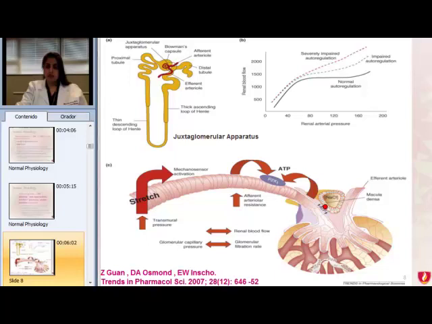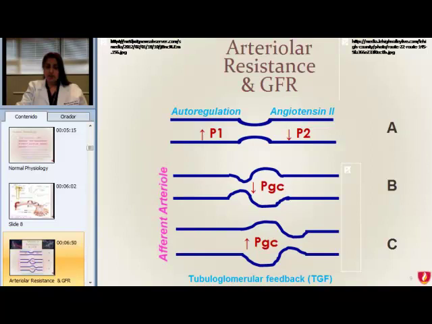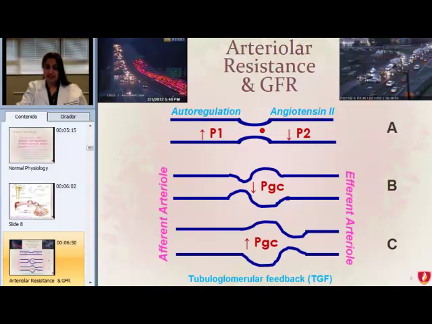This consists of the stretch receptors in the afferent arteriole, the renin-angiotensin system, as well as the tubuloglomerular feedback in the distal tubule. The chloride ions, if they increase because of hyperfiltration, are sensed by the distal tubule and will result in renin secretion and constriction of the afferent arteriole here.